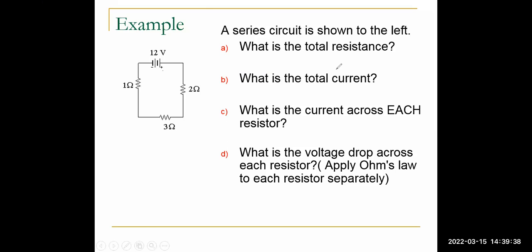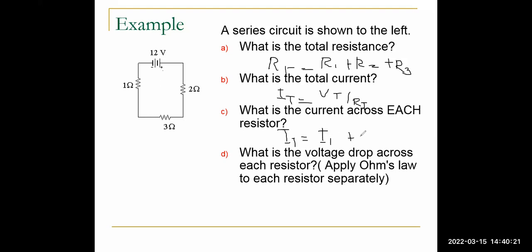So sabi natin kapag total resistance, pwede ring R1 plus R2 plus R3. Di ba? Tapos kapag hahanapin naman yung current, total current is equivalent to total voltage over total resistance. Yan ang formula natin. What is the current across, di ba? IT is equivalent to current 1 plus current 2 plus current 3.